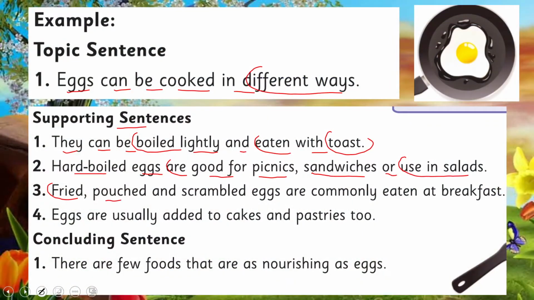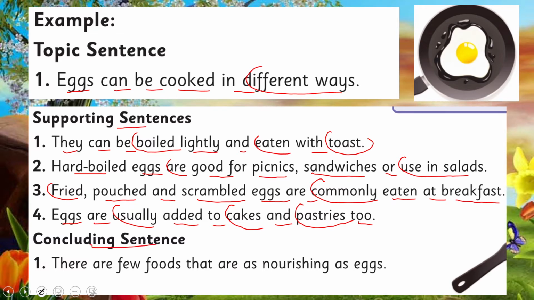Next, fried, poached and scrambled eggs are commonly eaten at breakfast. In breakfast, we eat fried eggs mostly. Eggs are usually added to cakes and pastries too. Eggs are also used in the preparation of cakes and bakeries. So we enjoy the egg.